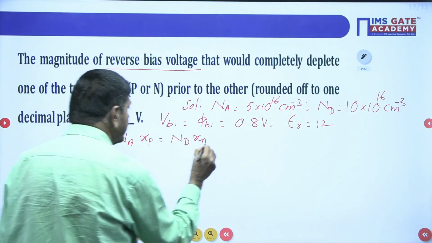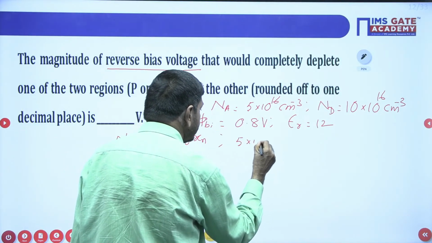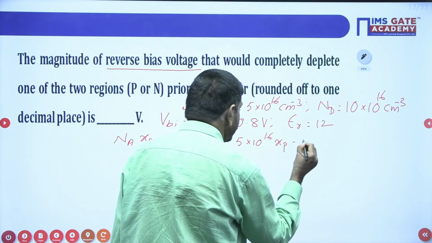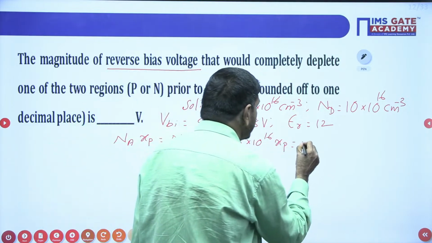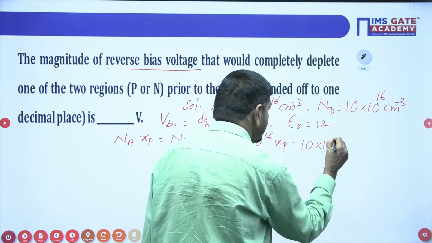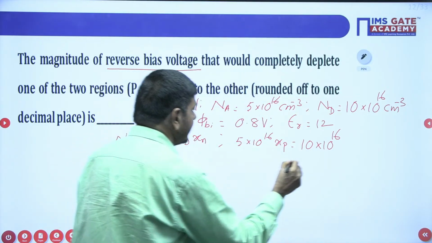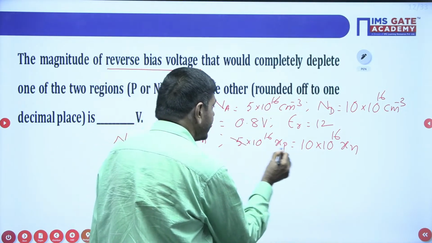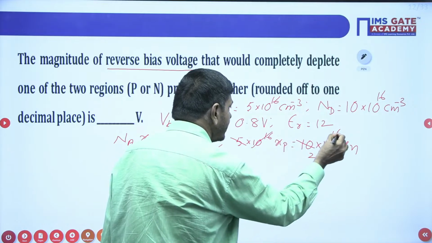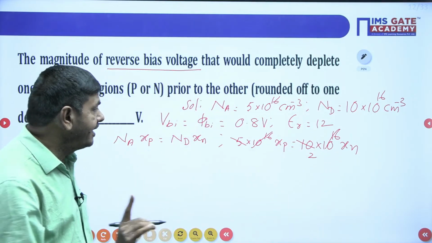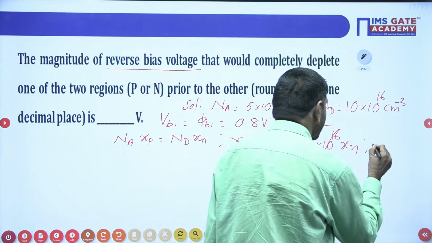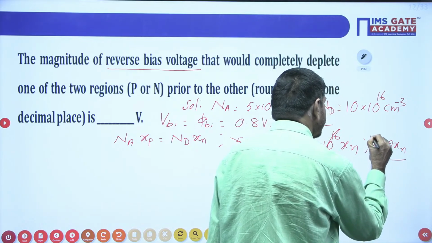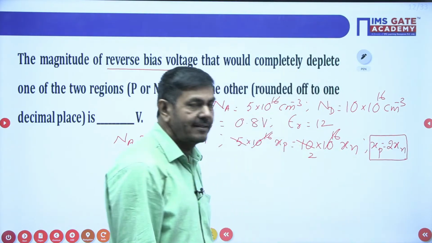NA is given as 5 into 10 power 16, into XP, and ND is 10 into 10 power 16, into XN. Why we are applying this formula, you can understand now. Here I can cancel 5 two times, and 10 power 16 cancels with 10 power 16. Finally, XP is nothing but 2 times XN. Catch my point: XP equals 2 times XN.